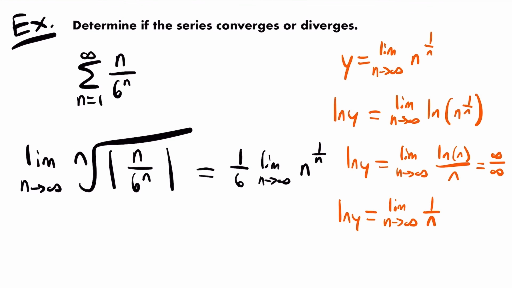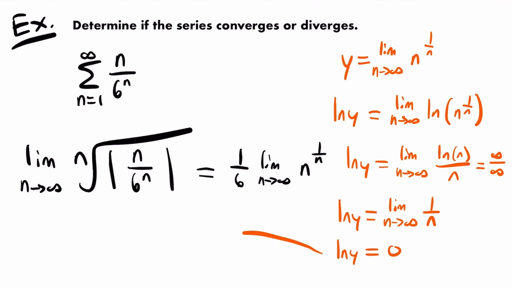We know that the limit as n approaches infinity of 1 divided by n is going to be 0. We have 1 divided by infinity, or a fixed value divided by an increasing denominator, and that is always going to be 0. So we have the natural log of y is equal to 0. But remember, we set our limit equal to y, so we need to solve for y to find out what that limit is equal to.